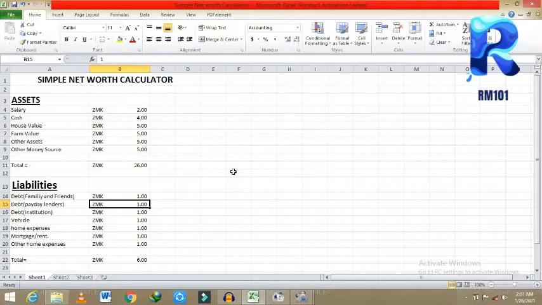Hello everybody and welcome to today's episode. Today our topic is the simple net worth calculator: how to calculate your own net worth.